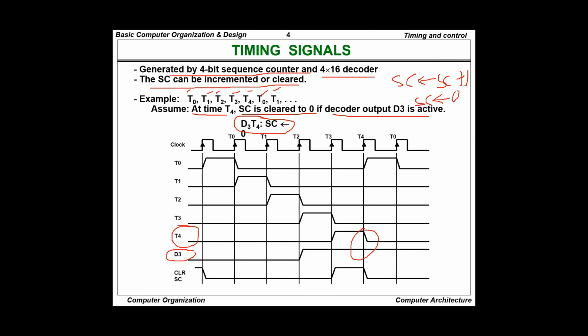Again the same process. It's a cyclic process, right? So this is the clock: T0, T1, T2, T3, T4. Again T0, T1, T2, and so on. This is my T0 clock cycle, this is T1 clock cycle, this is T2 clock cycle, this is T3 clock cycle. If you observe, T0 rises here, T1, T2 here, and T3 here, and at the time of T4, we have decoder output D3 which is active. At this time your sequence counter is cleared to 0. So this is all about the timing signals of the basic control unit of the basic computer.